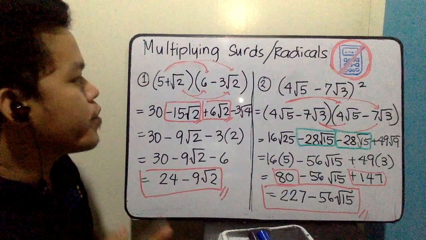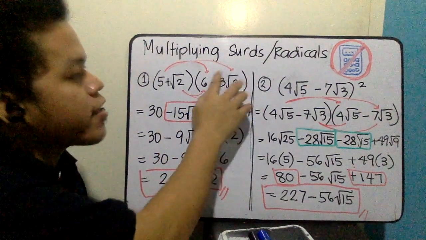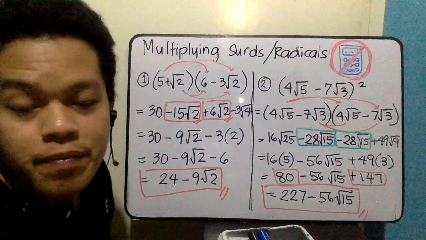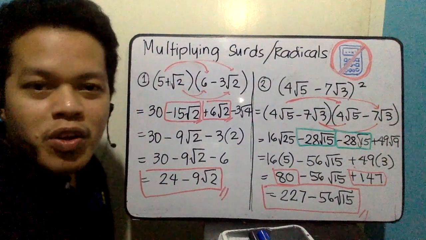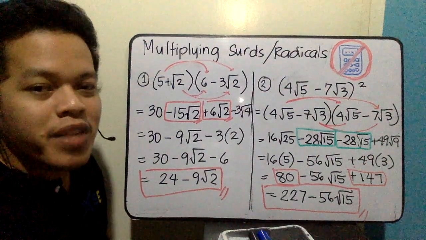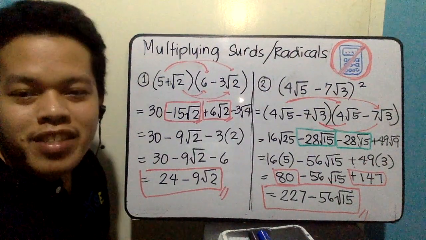So just be careful in multiplying an expression with a constant and a surd versus a surd or just a constant. Okay, in the next video, you will be learning how to rationalize the denominators of your radical expressions.